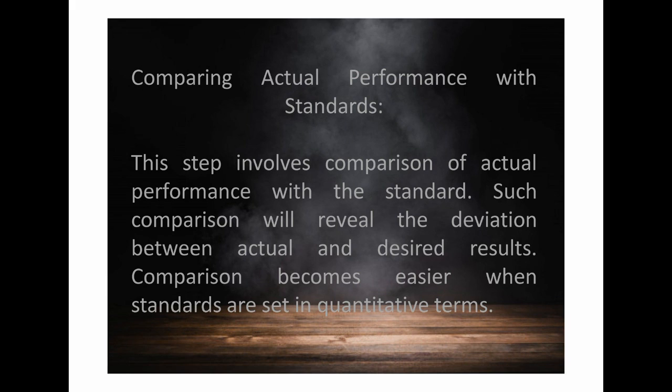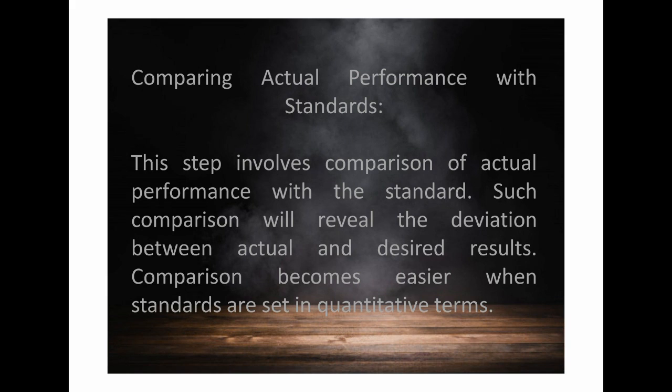So what you do is you compare the actual performance with the standard performance. The reason why you compare them is to know what deviation is available in the organization, or to check if there are any deviations. If there are any deviations, those deviations have to be corrected. If there are no deviations, then you have to see that the organization is working efficiently, and that no deviations come again in the organization.